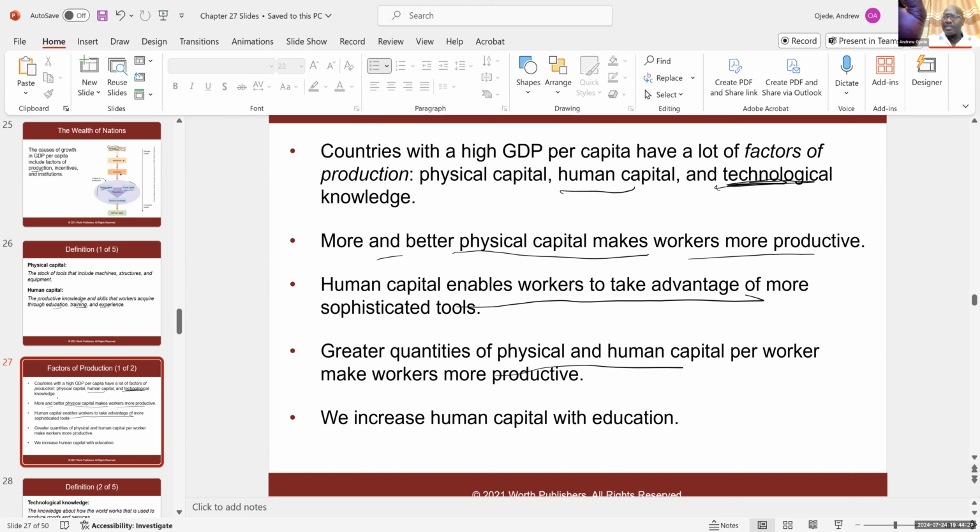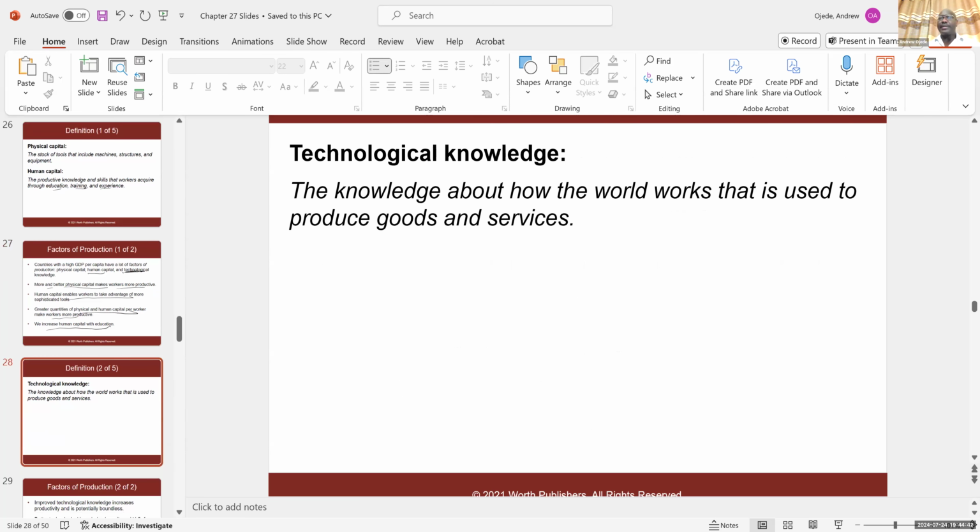Greater quantities of physical and human capital make workers more productive. And we increase human capital with education. So countries that have better education systems are likely to have higher levels of human capital, which is critical for economic growth and prosperity. And then I talk about technological knowledge, knowledge about how the world works that is used to produce goods and services, is very critical. And technological knowledge comes through innovation, okay? R&D, research and development.